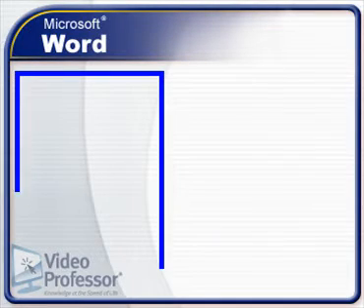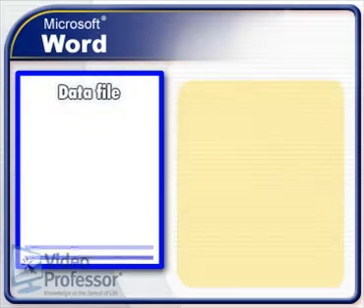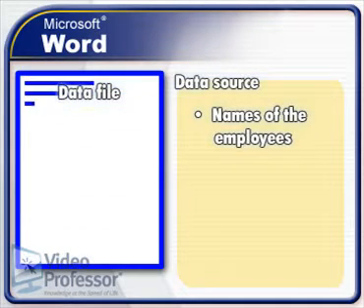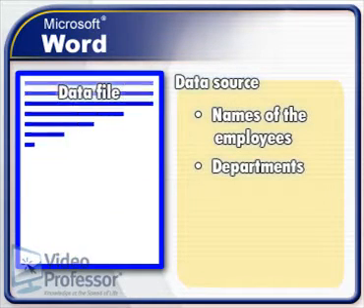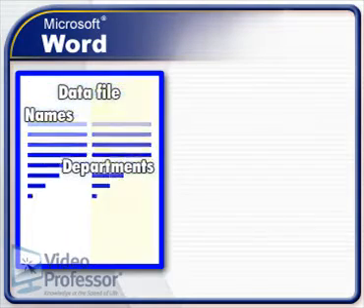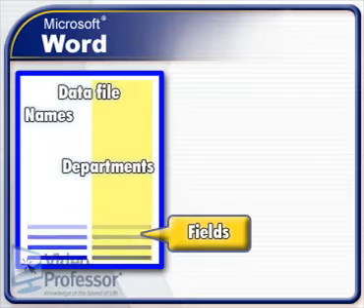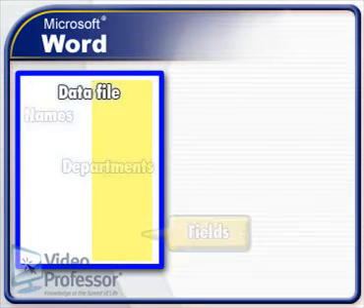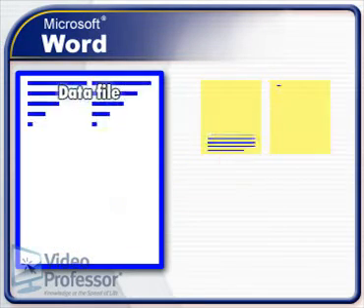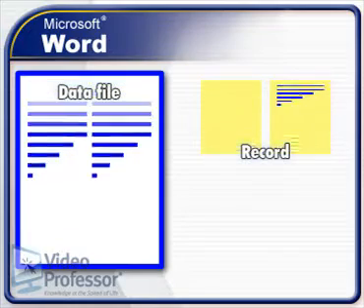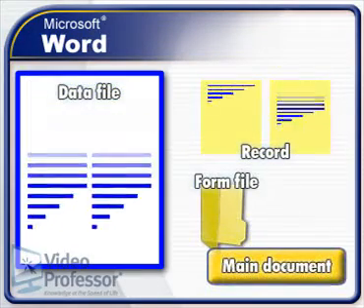We're going to create a data file to act as our data source. It will include the names of the employees and their departments. Each of these pieces of information will appear as a separate category within the data file. These categories are called fields. And each collection of this field information is called a record. The form file is referred to as the main document.